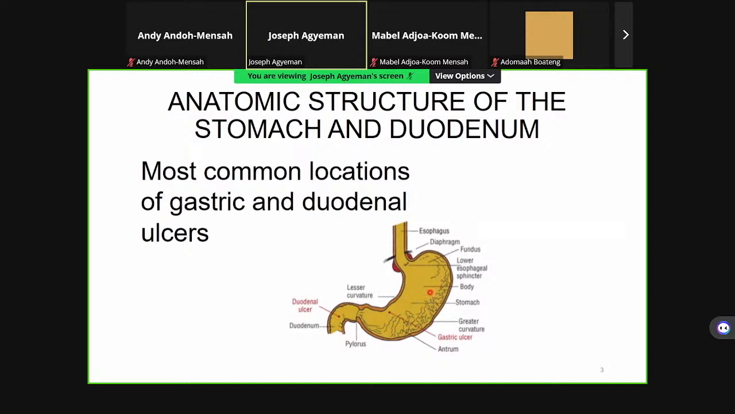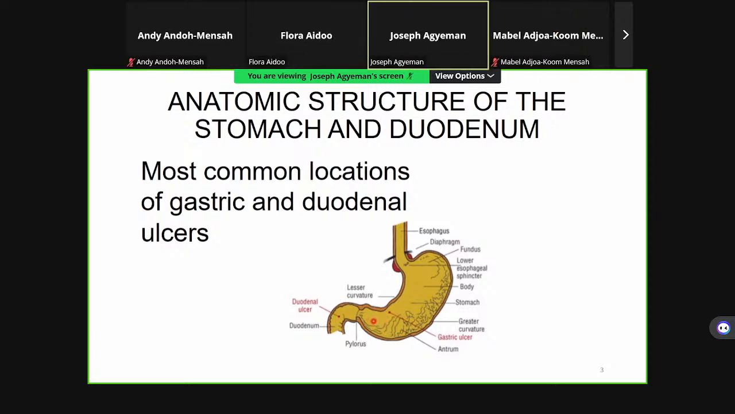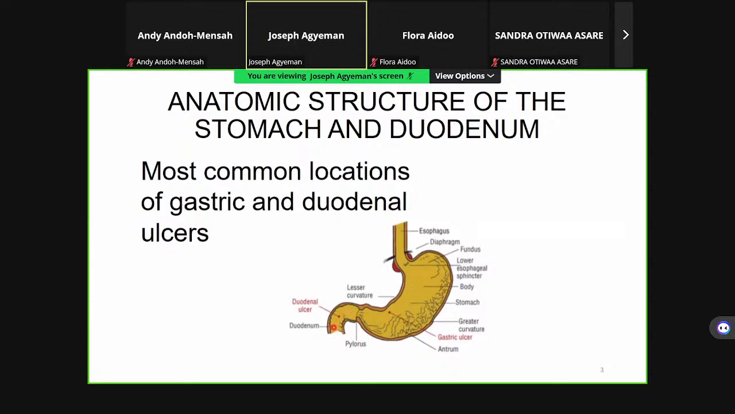So these are the four main areas of the stomach. The fundus, that is the upper curvature, the main body, also called the corpus. Then you have the antrum, and then the area that is very close to the duodenum is called the pylorus. Then the first aspect of the small intestine begins, which is duodenum. So in peptic ulcer, we are more concerned about the stomach and the duodenum.